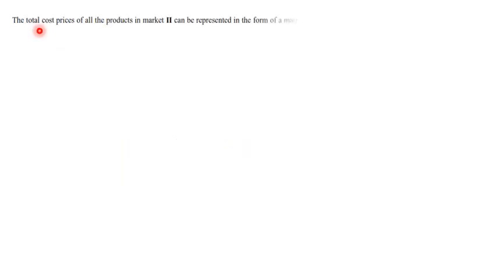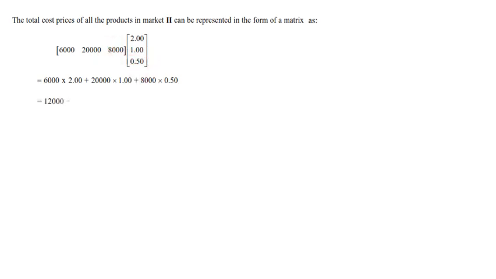Next we have to calculate the total cost price of products in market 2. We have to write it in matrix format. In the row matrix we write the number of products sold in market 2, and in the column matrix we write the cost prices. When you multiply, you get 6,000 into 2, 2,000 into 1 and 8,000 into 0.50. That is 12,000 plus 2,000 plus 4,000, adding together we get 36,000. So that is the cost price of products sold in market 2.